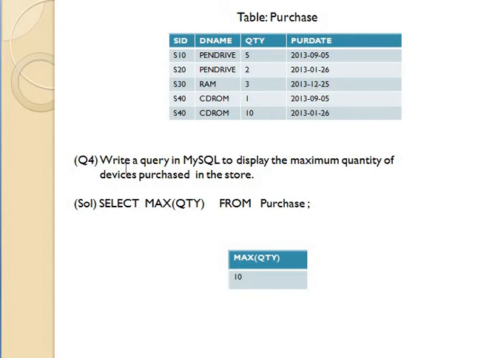So for this question, that is, write a query in MySQL to display the maximum quantity of devices purchased in the store, here is the query, that is, select max of QTY from the table purchase, and upon the execution of this query, the output table will show the column max of QTY with the value 10, which represents the maximum quantity of devices purchased.